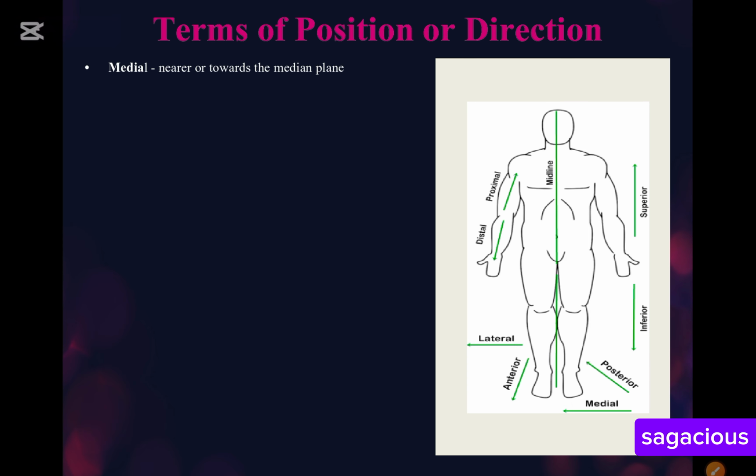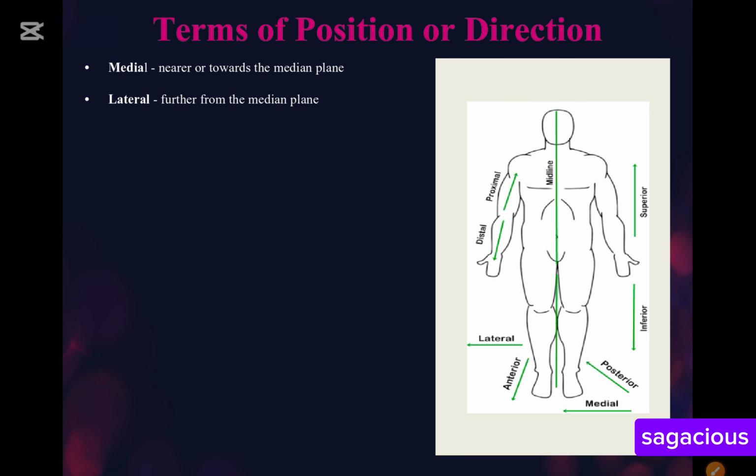Any structure that is far away from the median plane, we say it is lateral. We are coming to that. But for example, the ear and the eye. Take a look at the eye and the ear. The eye is more medial to the midline, the midsagittal plane, or the median plane. They are all the same thing. The ear is lateral. The eye is closer to the midline, while the ear is farther away from the midline. So we say the ear is lateral when compared to the eye, and the eye is medial to the median plane.